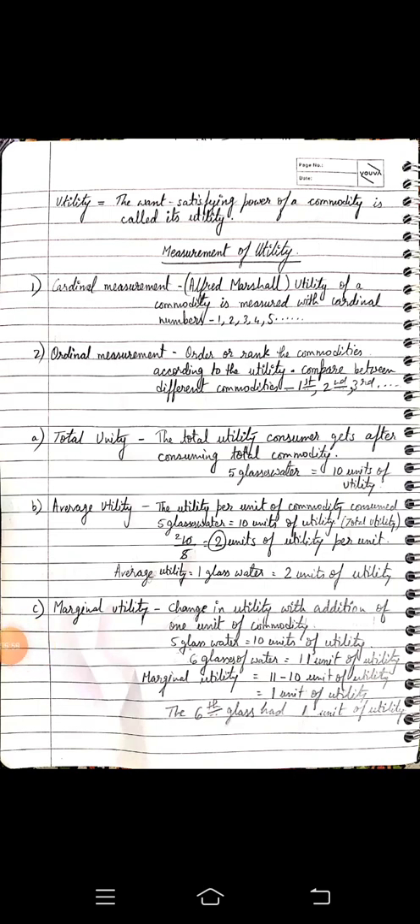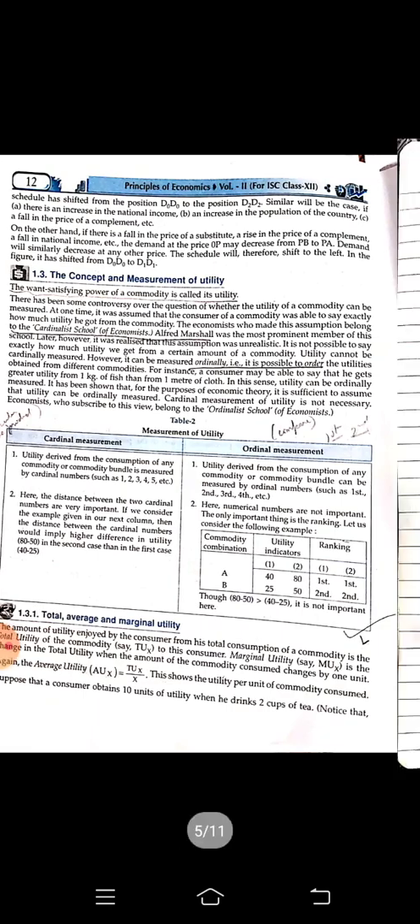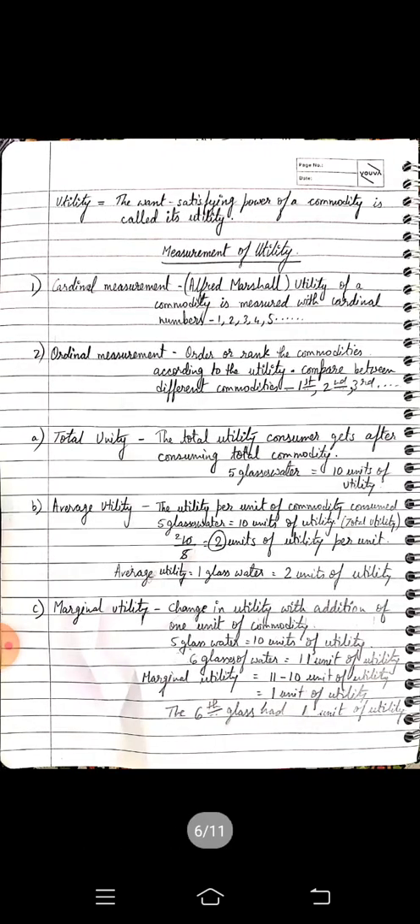Further, we can understand that there are many other ways of measuring the utility. One is the total utility, one is the average utility, and the other is the marginal utility. Total utility means the total utility the consumer gets after consuming the total commodity. For example, you have consumed 5 glasses of water. If somebody asks what is the utility of these 5 glasses to you, you say 10 units. 10 units of utility, I can rank.